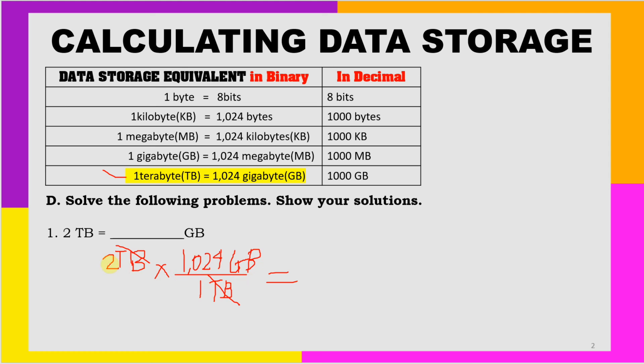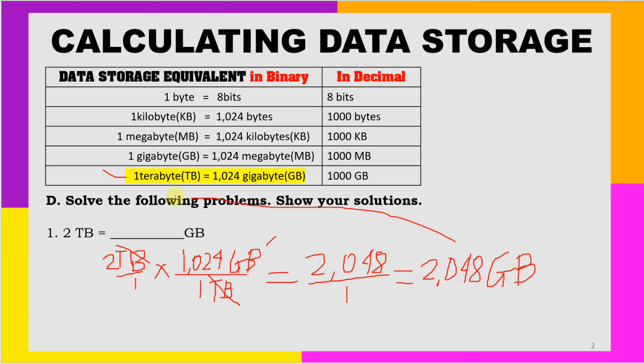Okay, this time you multiply 2 times 1,024, and that is equal to 2,048. Okay, then 1 is understood to be the denominator. 1 times 1 is equal to 1. Then the unit of measurement is gigabytes. Okay, so now 2,048 divided by 1 is equal to 2,048 gigabytes. Okay, so that means 2 terabytes is equal to 2,048 gigabytes.